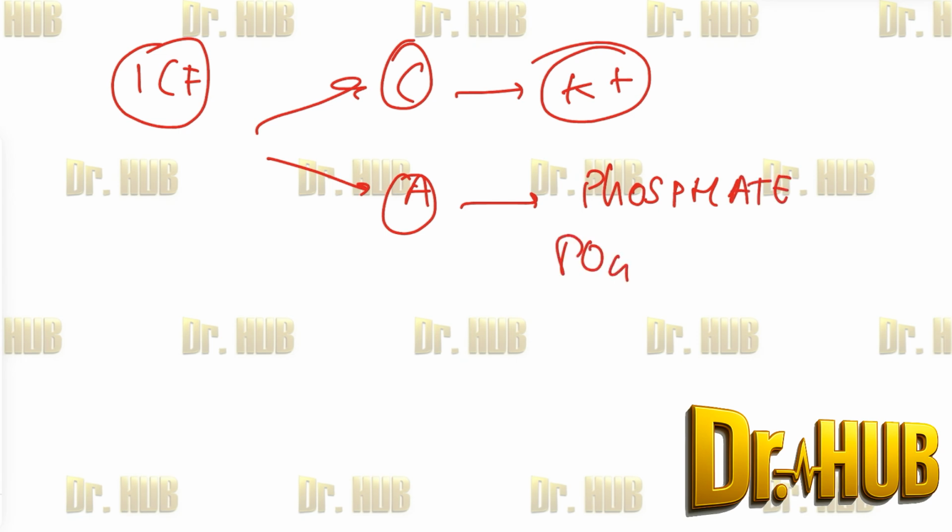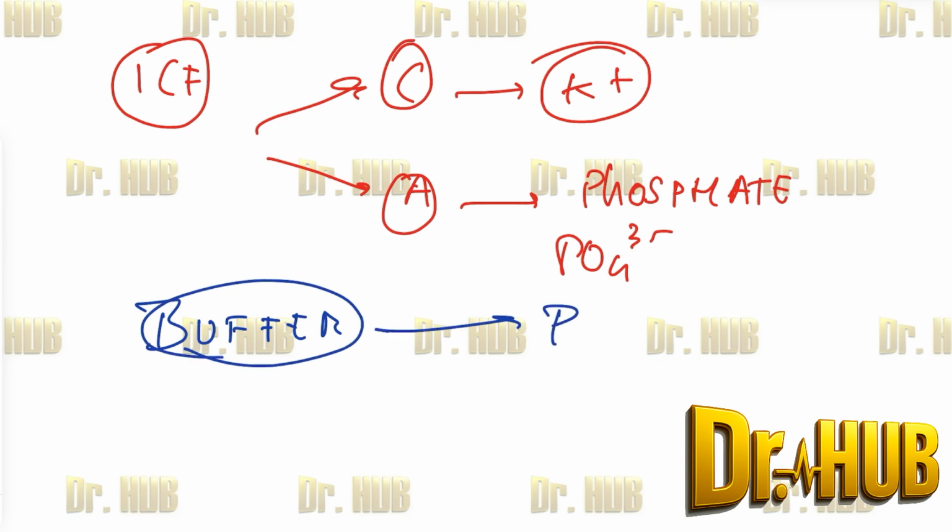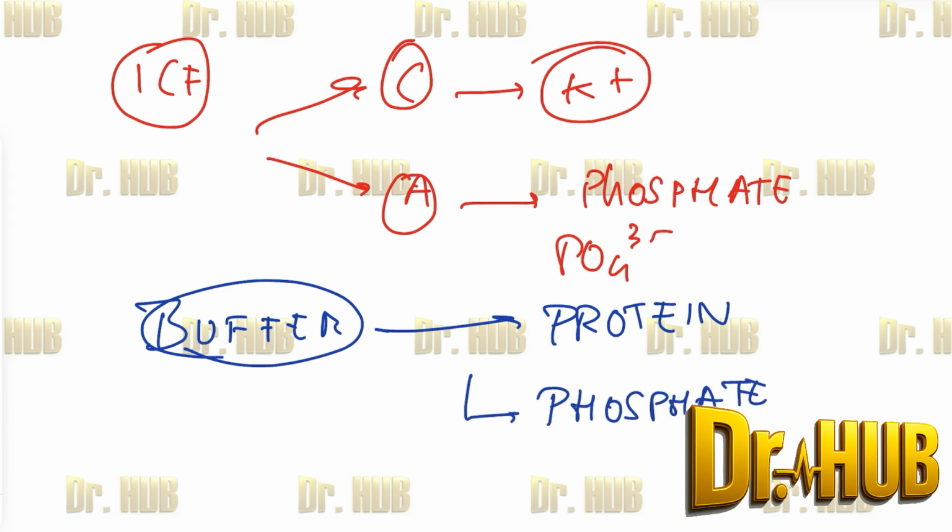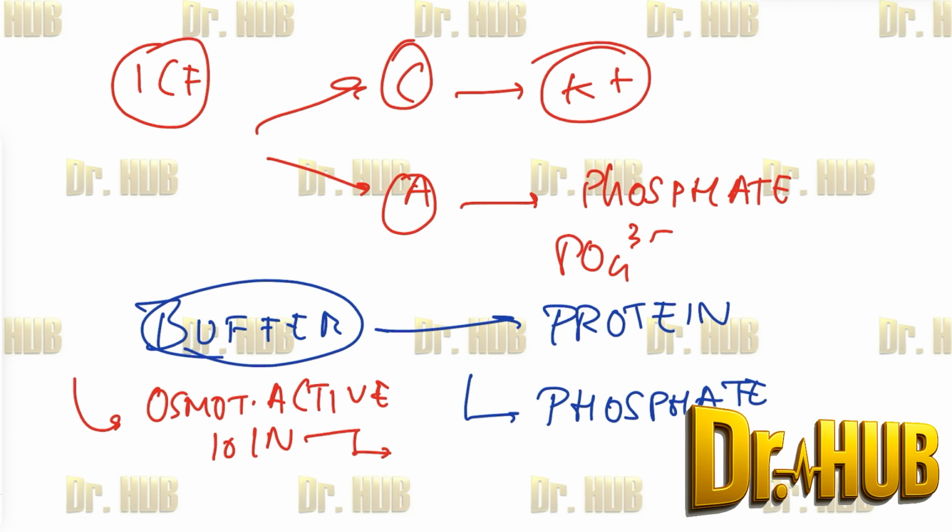Next, we move on to the buffer. So what acts as buffer in case of the ICF? In case of ICF, the buffer is going to be protein and there is also going to be the phosphate. So these two are the buffers which are acting. So what is the most osmotically active ion? This is going to be nothing but the potassium here.